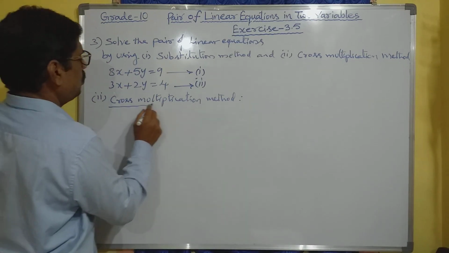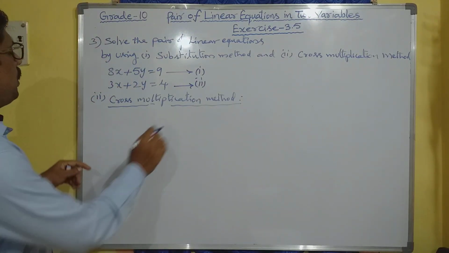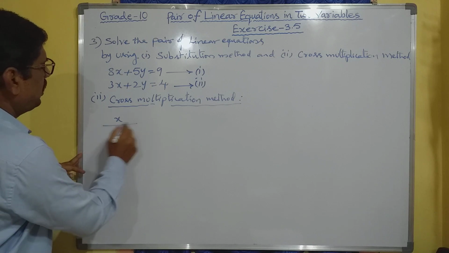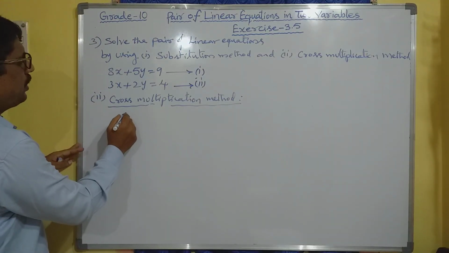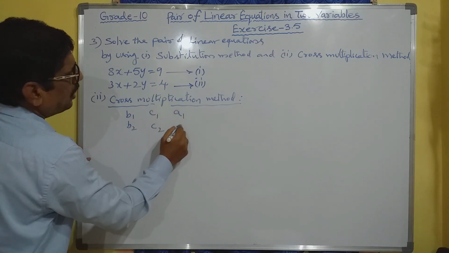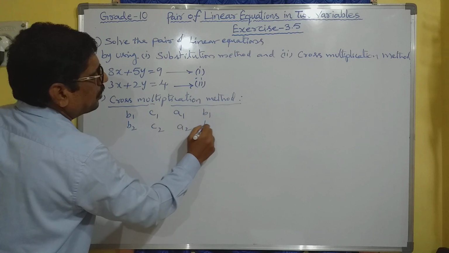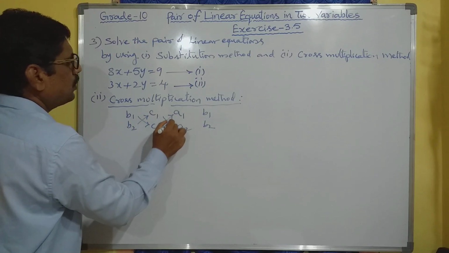Okay, now how to solve this using cross multiplication? How to use this cross multiplication method? Here we know that x by, what is that? First we have to take the coefficients in this way: b1, b2, c1, c2, a1, a2, again b1, b2. I told you already, we have to take the coefficients in this way.